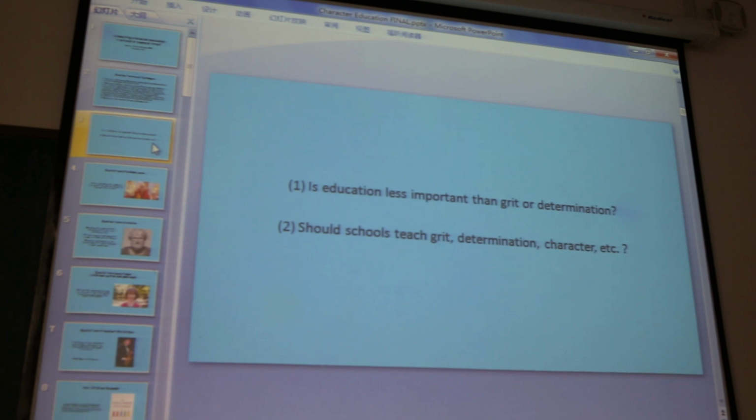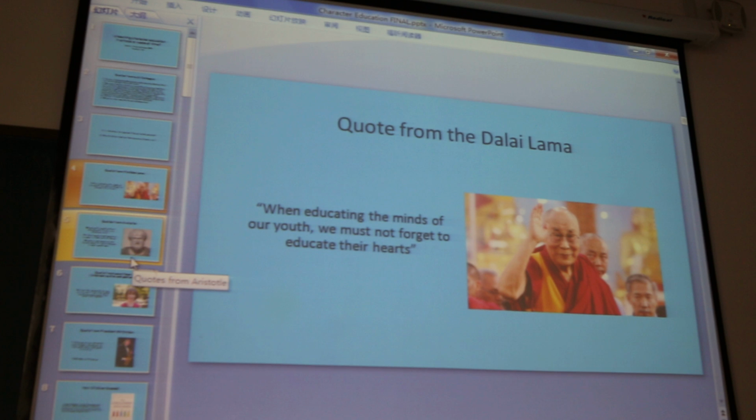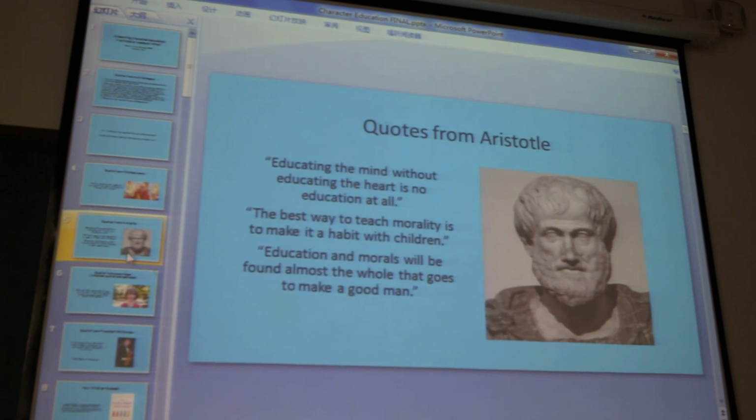Now, we're going to look at some quotes. Dalai Lama: when educating the minds of our youth, we must not forget to educate their hearts. So, we have someone here from the East. Now we have someone from the West, Aristotle: educating the mind without educating the heart is no education at all. The best way to teach morality is to make it a habit with children, and education in morals will be found almost the whole that goes to make a good man. So, I think Dalai Lama, wise man from the East, Aristotle, wise man from the West, are essentially saying the same thing. So I think that's interesting.